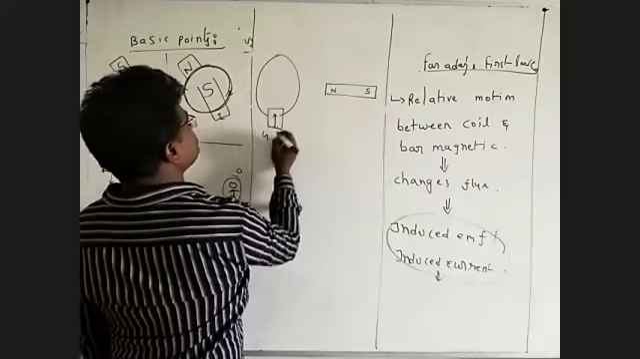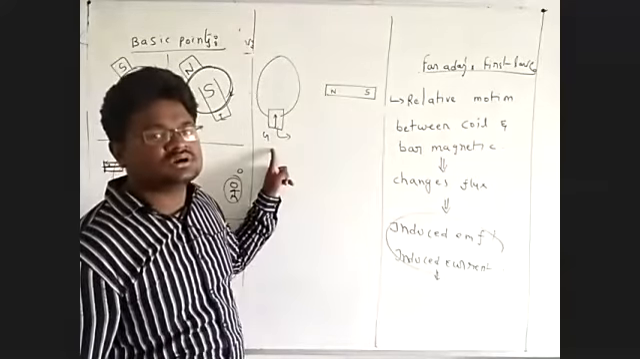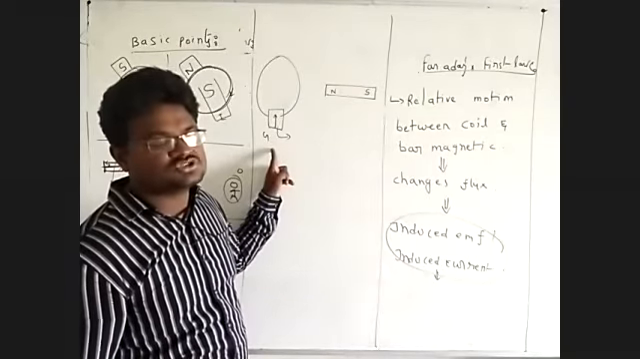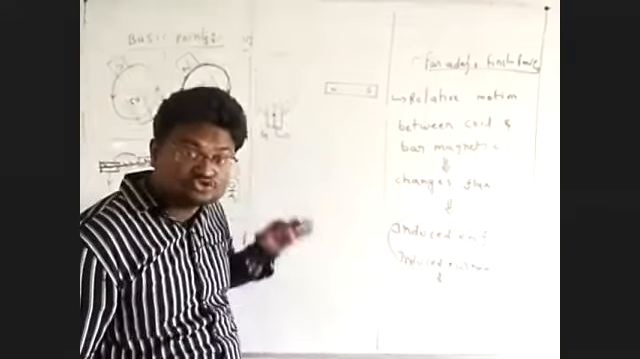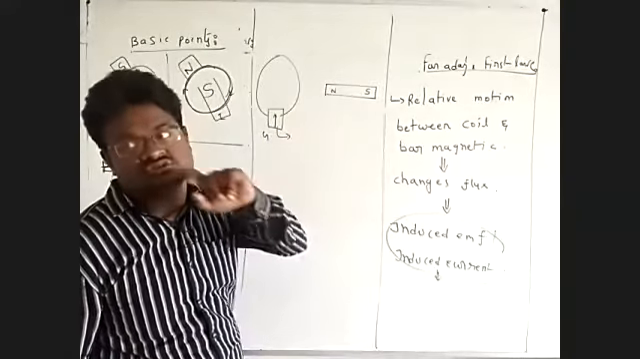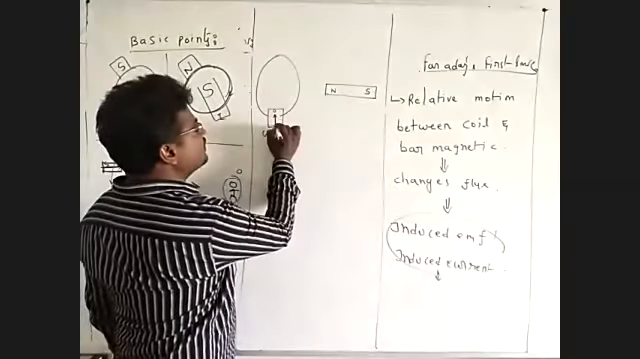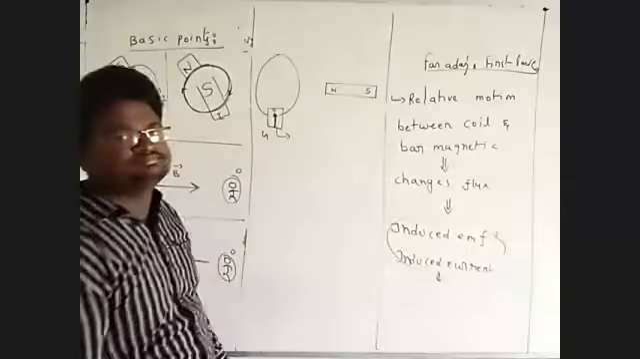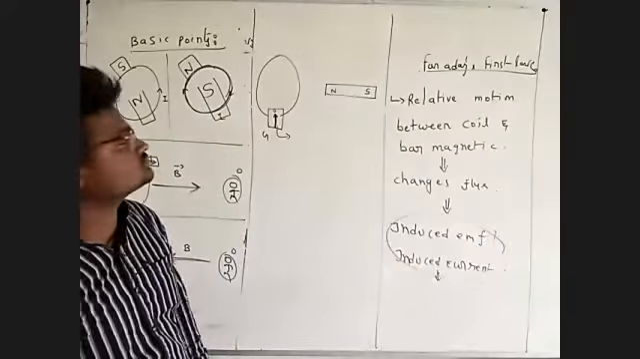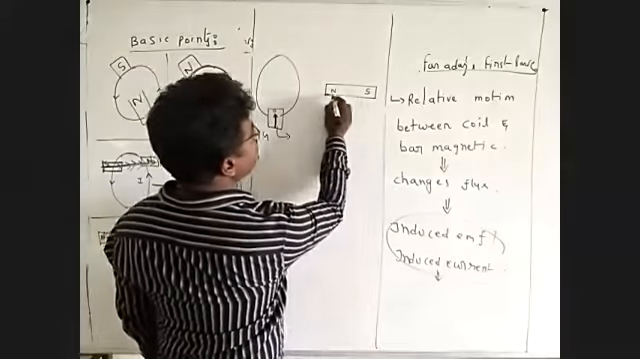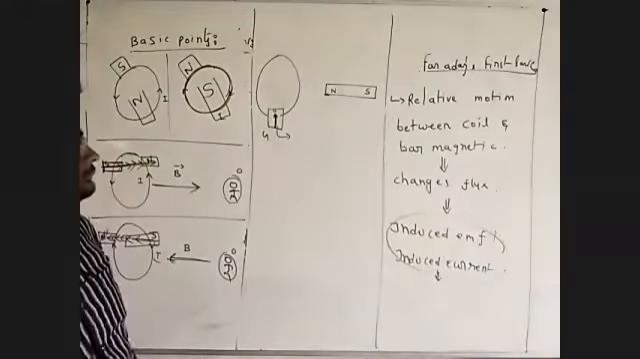This is a galvanometer. A galvanometer is used to measure current. Also, this is a pointer, and the pointer stays at the middle point. This is the north pole of the bar magnet, and this is the south pole of the bar magnet.